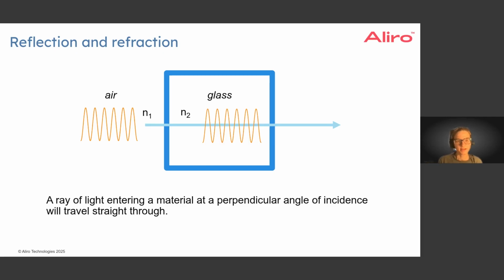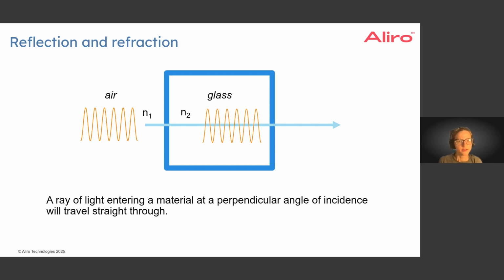So first, it's helpful to go back to a few principles of ray optics and talk about what happens if a light ray enters into a material. So let's start with some ray of light that is entering from air into glass at a perpendicular angle of incidence. So there's a right angle between the direction that the ray is traveling and the surface that it's entering into.